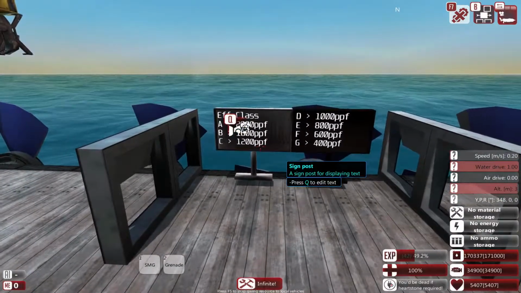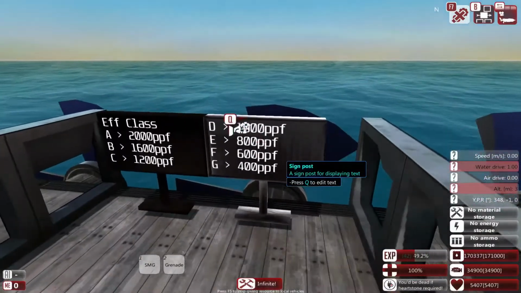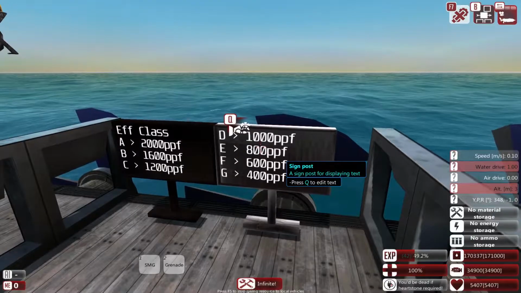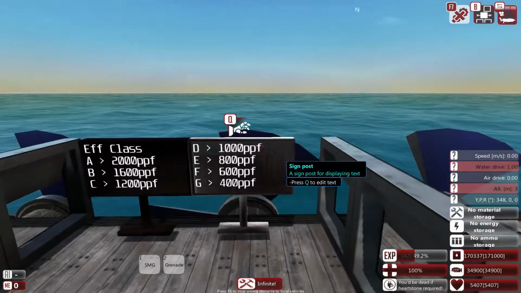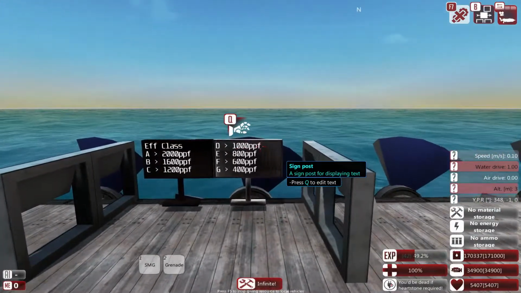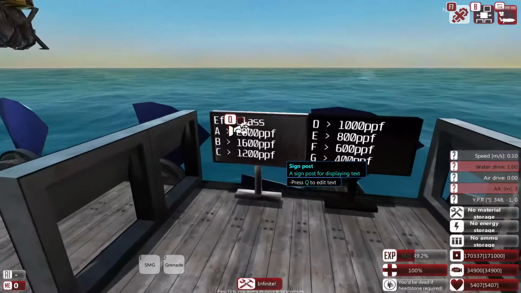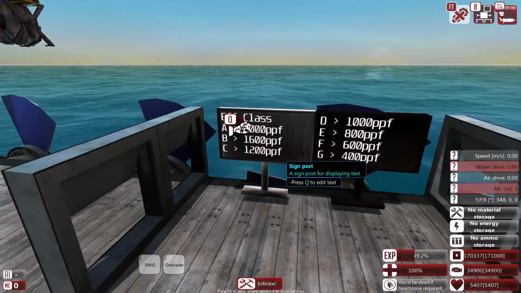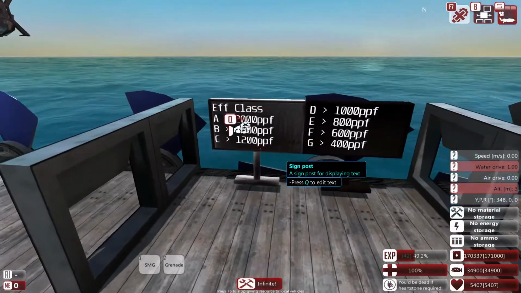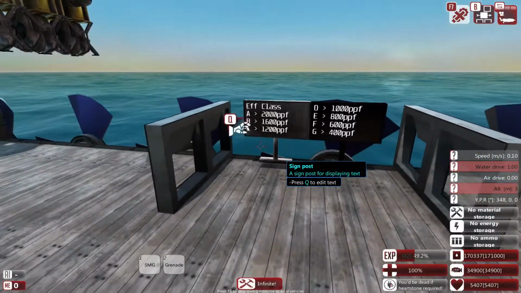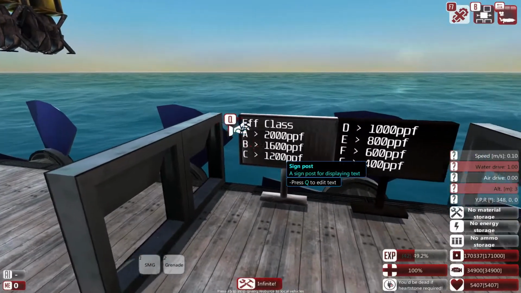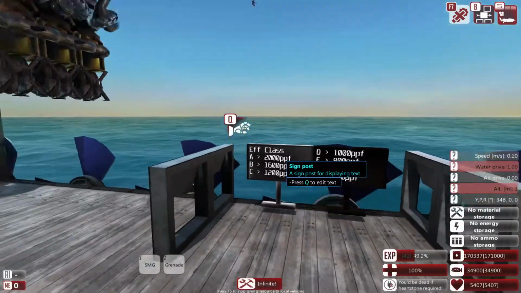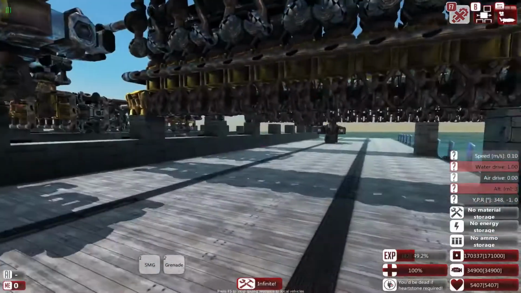So the way I did it is, if you make 400, it's a G. You make above 600, you're a F. You make above 800 power per fuel, you're an E. If you make above 1,000, you're a D class motor. And if you can make above 1,200 power per fuel, you're an efficient motor, a C class, efficient C class motor. And if you can make above 1,600, it's a B class motor. And if you can make above 2,000, you're an A class motor.